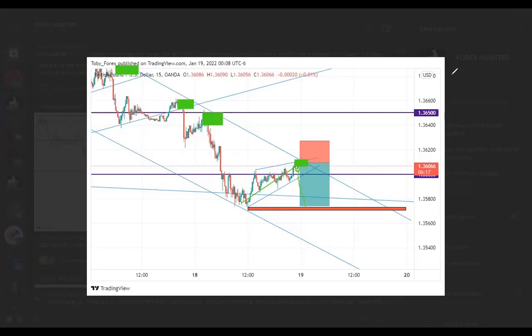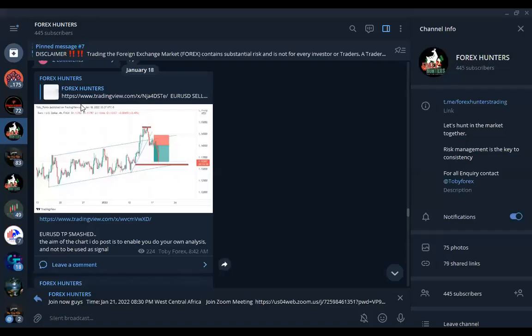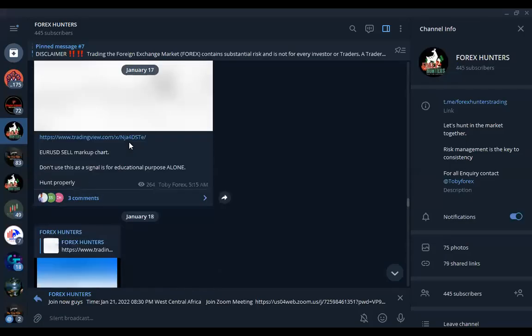So your stop loss will be slightly above the last high that was created. And here is the last high. The last high that was created, as you can see, is this zone here. So just slightly above that, depending on your entry. So that's it for this one. Let me check another trade that we did send out. All right, this is the EUR USD that I just explained.